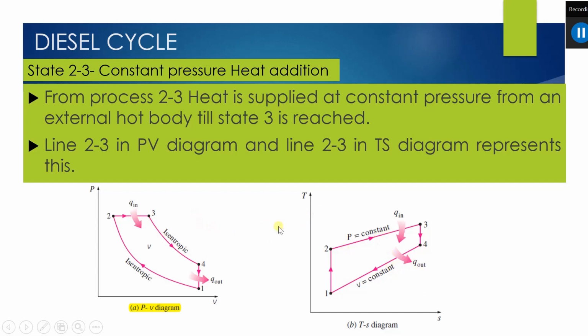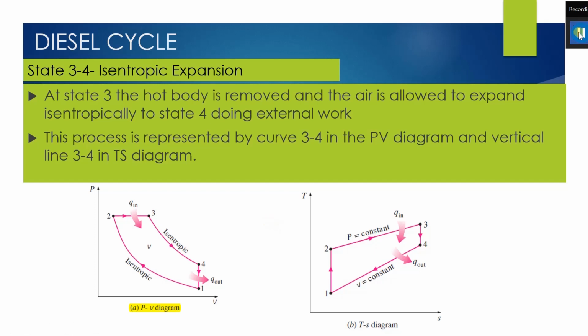Okay, so in the next process, that means state 3 to 4, at state 3, the hot body which is in contact with the cylinder is removed and the air is allowed to expand isentropically. Okay, air is allowed to expand isentropically till state 4 is reached, by using external work. Okay, so this curve is shown in the PV diagram as a curve, that means 3 to 4 is an isentropic expansion process, and it is shown here as a curve. And in the TS diagram, 3 to 4 is shown as a vertical line, because the entropy of the system remains constant.